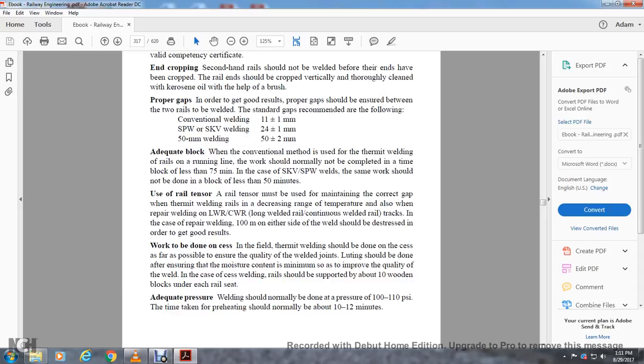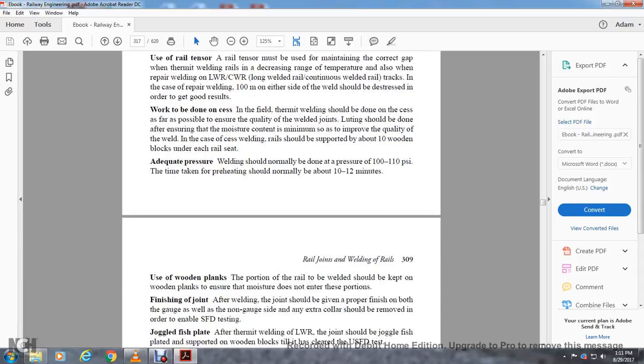In this case, the welding of the rails should be supported by about 10 wooden blocks under each of the rail sets. Adequate pressure: welding should normally be done at 100 to 110 psi. The time taken for preheating should normally be about 10 to 12 minutes. Using wooden planks, the portion of the rail to be welded should be kept on wooden planks to ensure that moisture does not enter the portions.